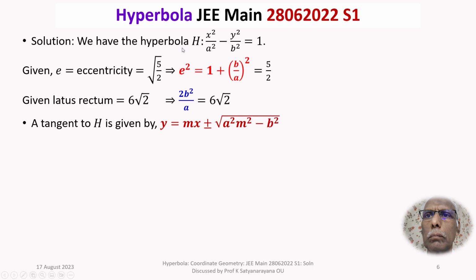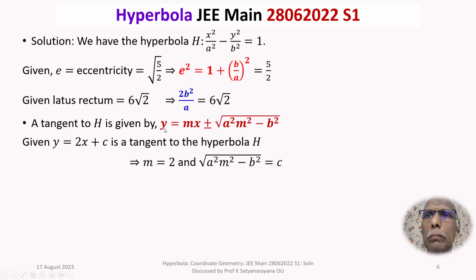A tangent to the hyperbola H is given by y is equal to mx plus or minus under root of a square m square minus b square. We are given y is equal to 2x plus c is a tangent to this hyperbola. So comparing these two equations, m is equal to 2 and c square is equal to a square m square minus b square. So this will imply m is equal to 2 and under root of a square m square minus b square is equal to plus or minus c, and squaring on both sides, c square is equal to a square m square minus b square, where m is 2, so it will be 4a square minus b square.